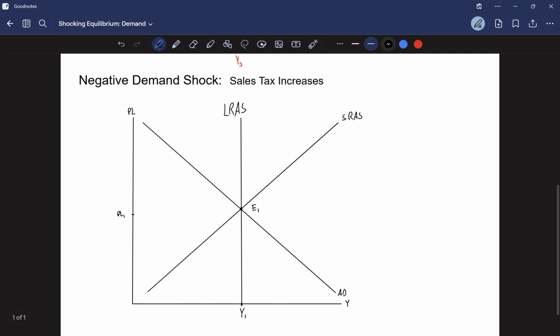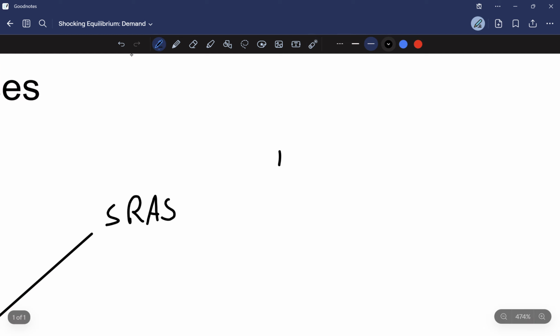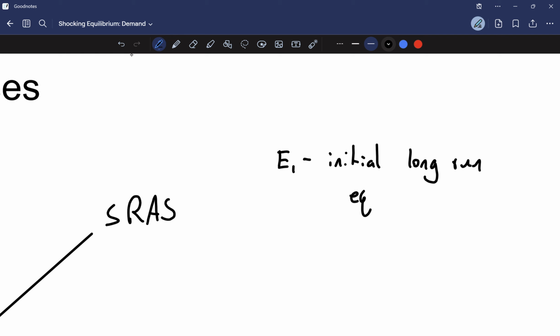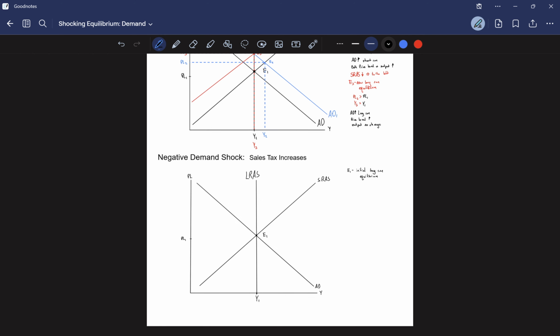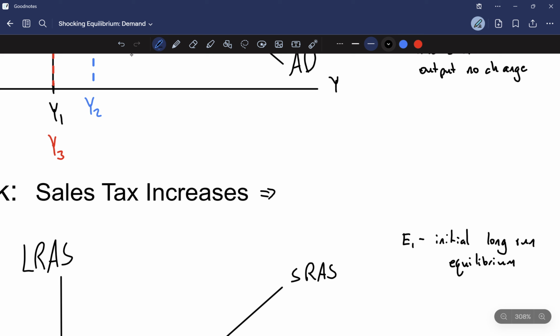Let's look at our equilibrium point. We have E1 right here, price level 1, or Y1. E1 will be our initial long run equilibrium. This is before any of our curves have shifted, but let's take a look at our example. Let's say sales tax increases. What this is going to do is decrease consumption because prices are higher for every good, which is going to decrease aggregate demand. We're going to see a decrease in aggregate demand.